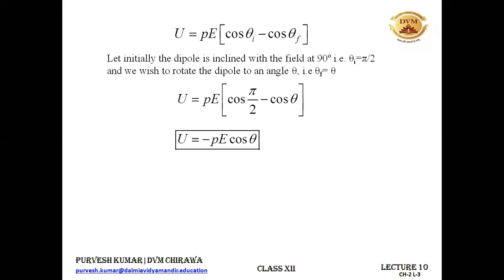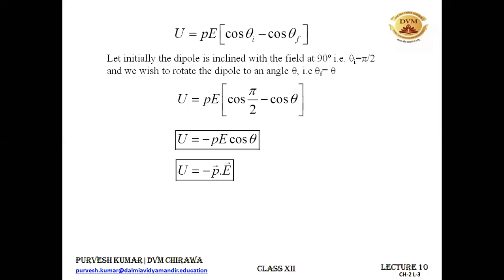and the final expression comes out to be U equal to minus PE cos theta. And you can write it like this also: AB cos theta can be written as A dot B. In vector terms, you can write that PE cos theta can be written as vector P with a dot product vector E. All right. So this is the expression for the potential energy of a dipole.